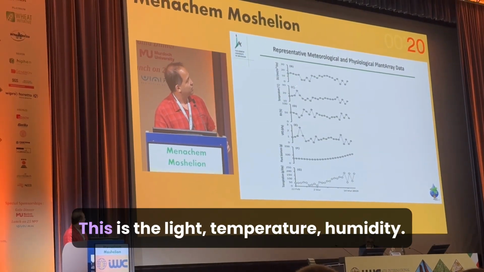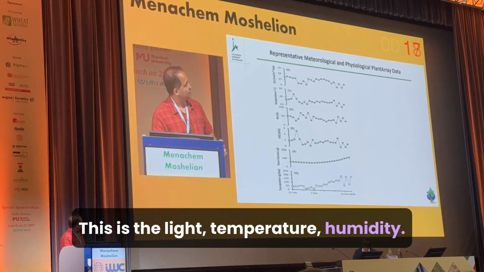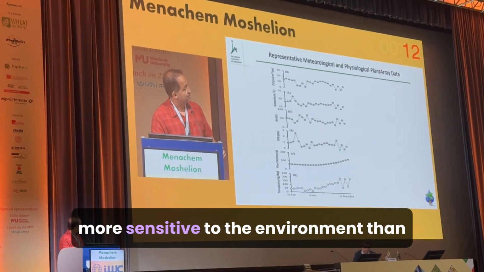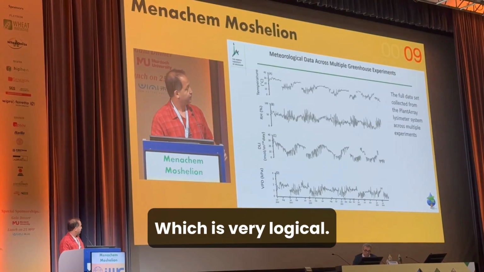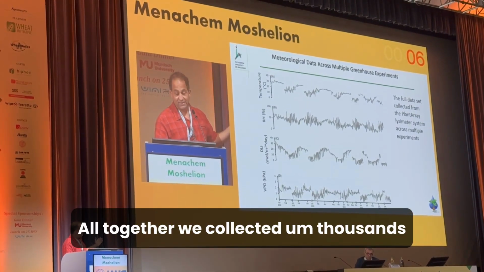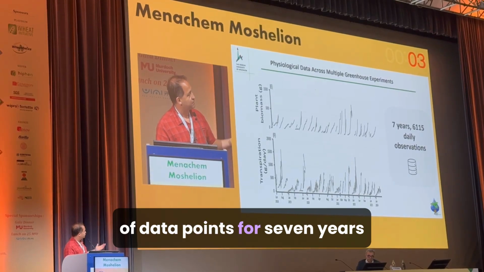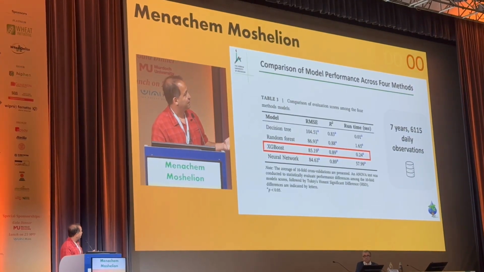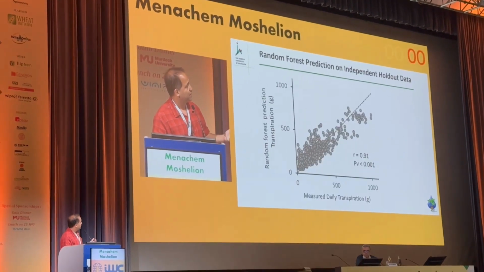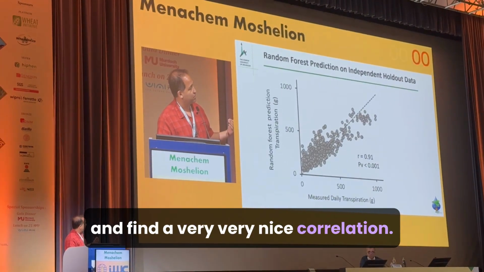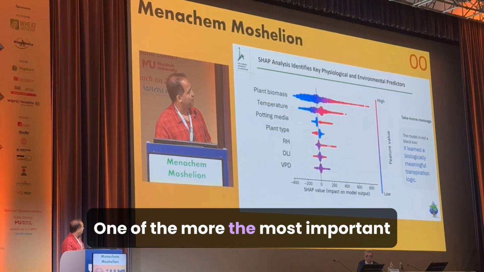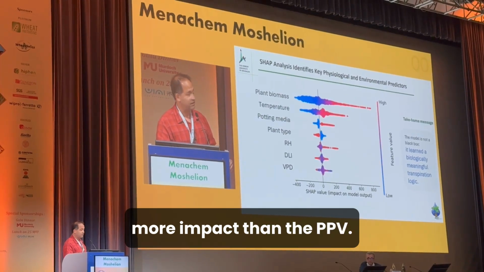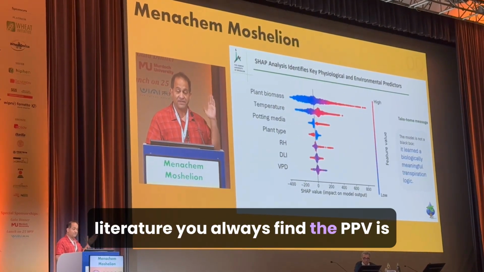And this is how the trait looks. This is the light, temperature, humidity. And here you see the plant growth, and here you see the transpiration. So you see the transpiration is much more sensitive to the environment than the plant growth, which is periodic. Altogether we collected thousands of data points for 7 years of all these plants. We run the AI models. In the end, we decided to work with the XGBoost model, and we find a very, very nice correlation. One of the most important things we found is the temperature has much more impact than the VPD. This was a big surprise because in literature you always find the VPD as number one.